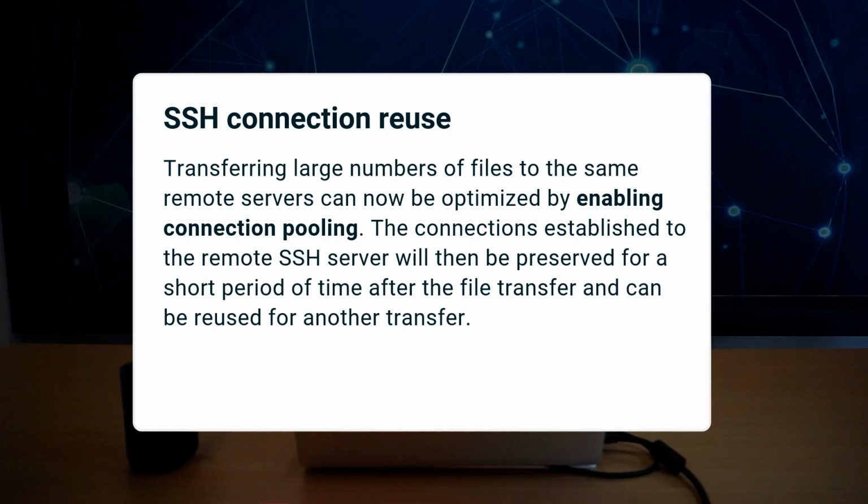By default, SecureTransport establishes a new connection with the remote server for each server-initiated transfer via SSH. Transferring large numbers of files to the same remote servers can now be optimized by enabling connection pooling. That way, the connections established to the remote SSH server will be preserved for a short period of time after the file transfer and can be reused for another transfer.